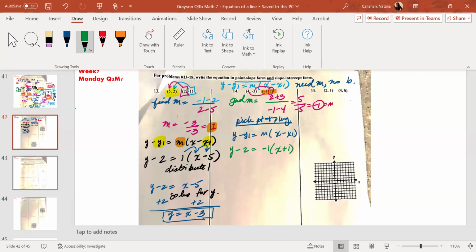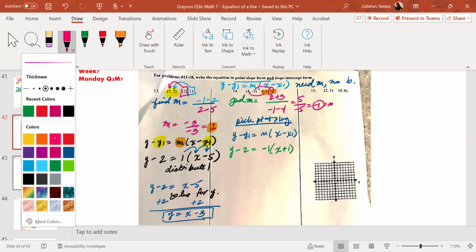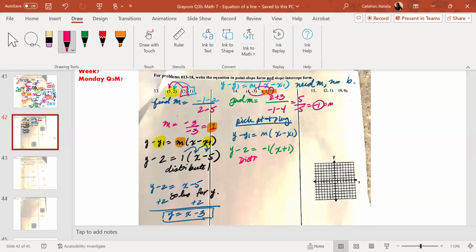Okay. All right. Did you get negative 1? Yes. Okay, once you get negative 1, look up here. Pick a point and plug in. I pick that point and plug it into the equation. Do you see that? Once you plug it in, what's the next step? After you plug it in, you distribute, and then you solve for y. So go ahead and do that.